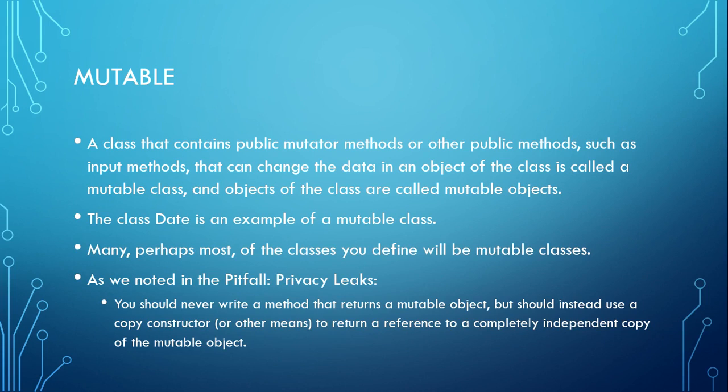All right, and as we noticed in the previous lesson in the pitfall of privacy leaks, we should never write a method that returns a mutable object, but instead should use a copy constructor or other means to return a reference to a completely independent copy of the mutable object. Because remember, if we don't do that, we run into issues where we start overwriting data from the object. We don't want that, because remember, they end up sharing the same memory reference.